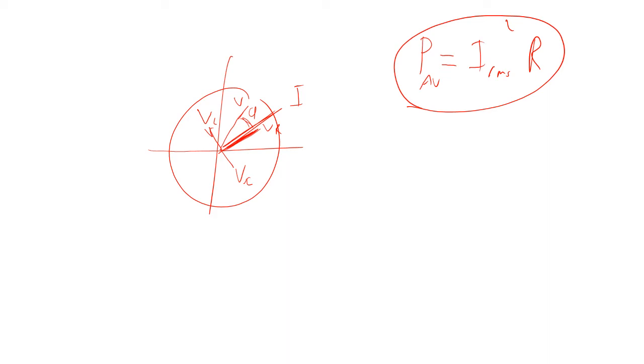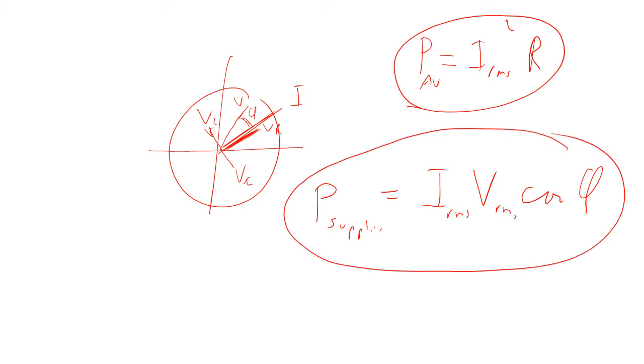So the component of the voltage that is parallel to the current. So the power supplied, instead of being just I times V, is going to be I times V times cosine of the phase factor. And it's not just that, it's going to be the RMS values of that. So again, we're not interested in the instantaneous values. So that's going to be the power supplied.